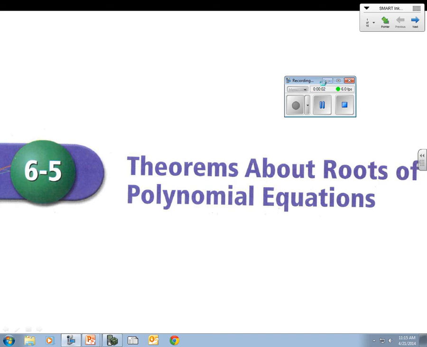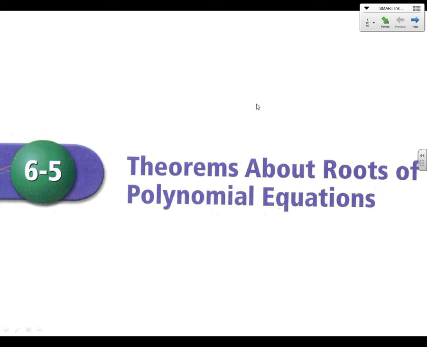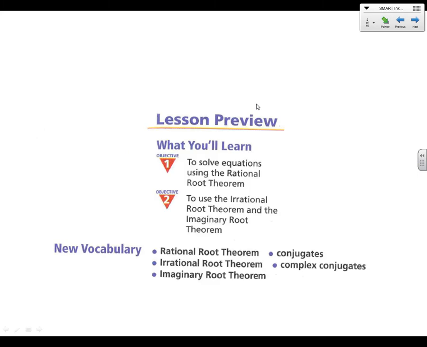All right, let's get started with 6.5. So 6.5 is theorems about roots of polynomial equations. A number of new topics coming our way in this one. Here's our vocab down here: rational root theorem, irrational root theorem, and imaginary root theorem. Three different root theorems. And then we're going to talk about conjugates and complex conjugates.